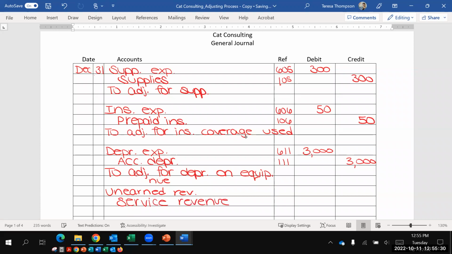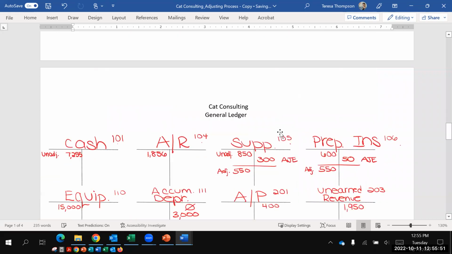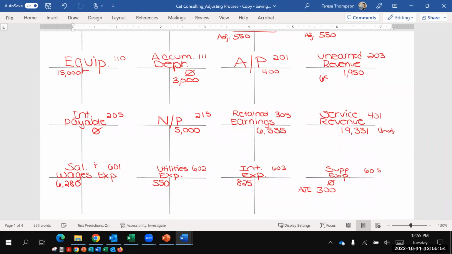Service revenue for $650, to adjust for unearned revenue, now earned. Now earned, or you can say earned during the period, something like that. And we post. So decrease the liability by $650. So $1,300 is left. That's our adjusted balance.